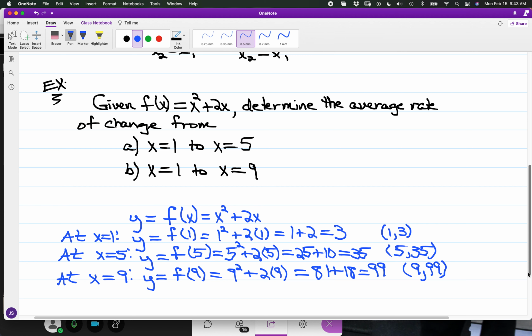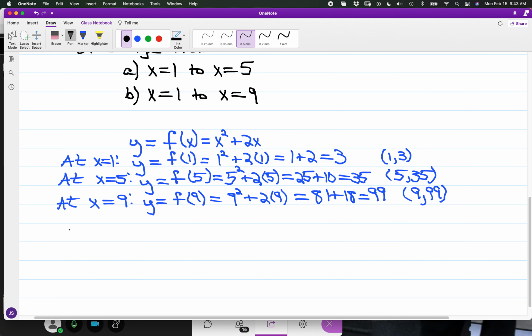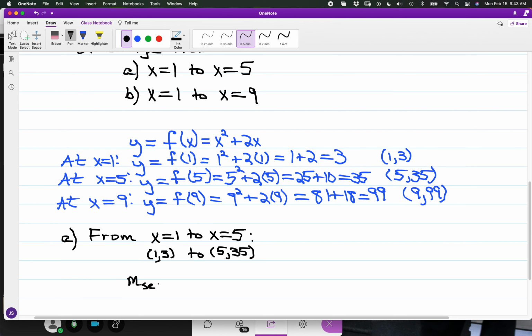All right, so just looking at what we have for the average rate of change, from x equals 1 to x equals 5, conceptually you're going from the point 1, 3 to 5, 35. And the average rate of change is going to be the slope of the secant line.